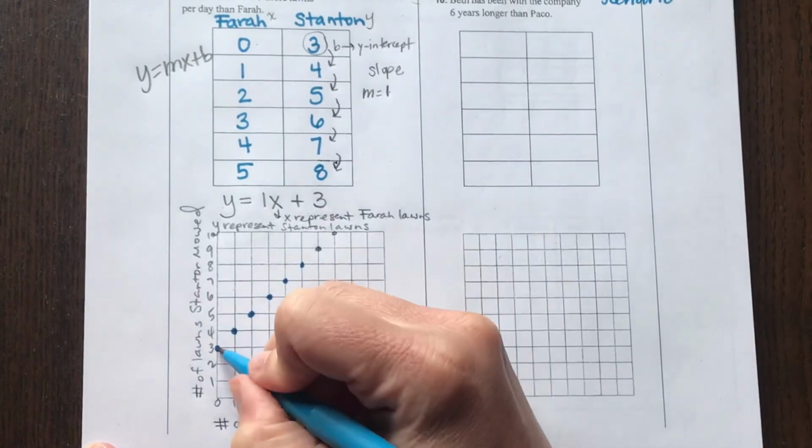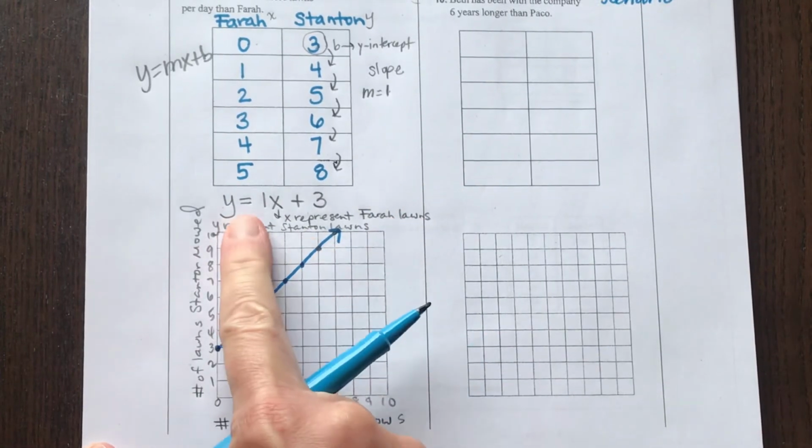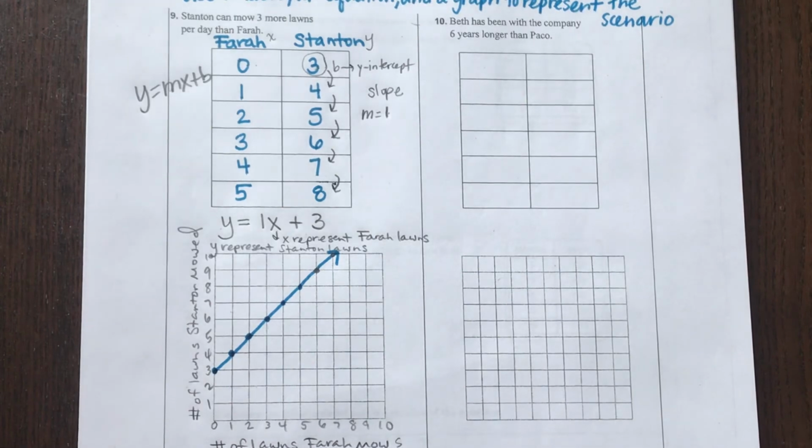If we connect these points with a line, this will represent the equation y equals 1x plus 3, which could be this scenario that Farah is mowing lawns and Stanton mowed 3 more than her.